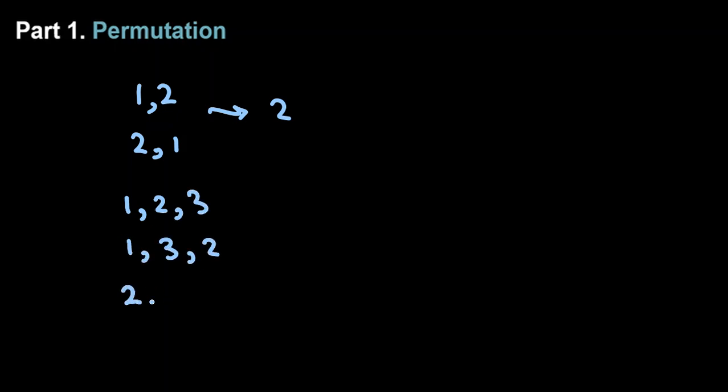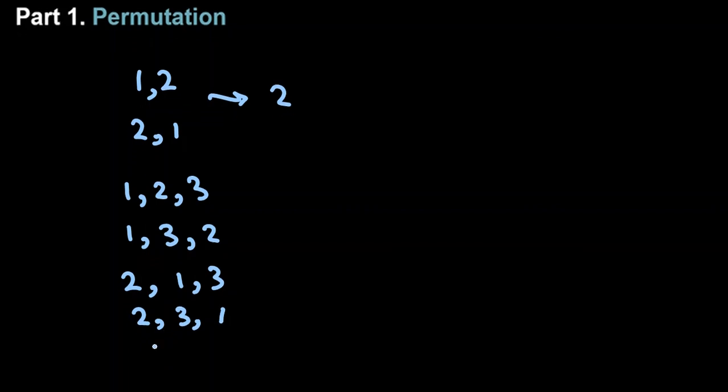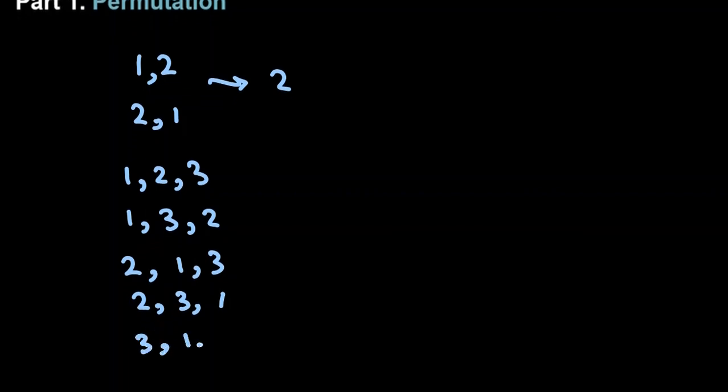So let's start. What is permutation? Permutation means arrangement. So, for example, if you have 1, 2, how many arrangements do you have? You say 1, 2 and 2, 1. So you have 2 permutations. If you have 1, 2, 3, how many permutations do we have? 1, 2, 3; 1, 3, 2; 2, 1, 3; 2, 3, 1; and the last ones will be 3, 1, 2 and 3, 2, 1.